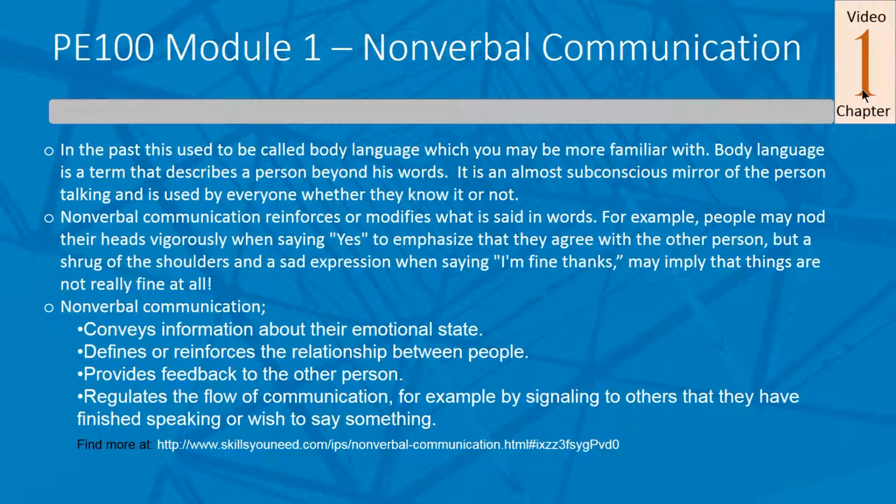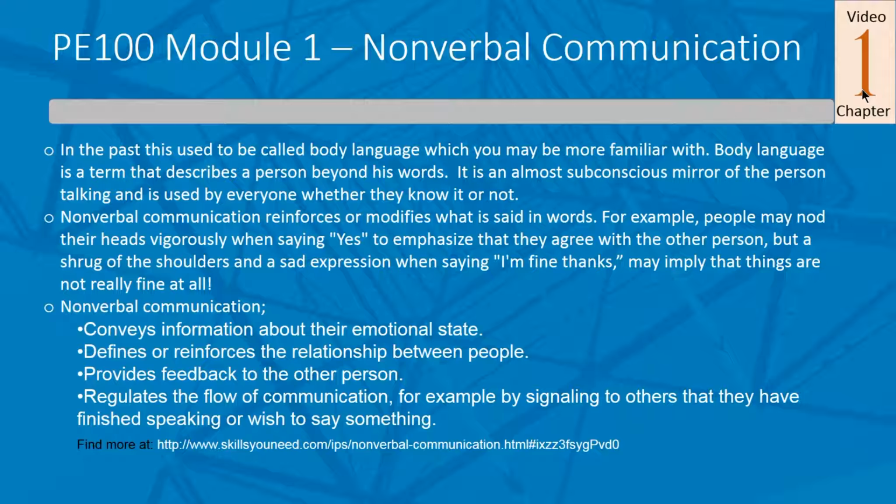Nonverbal communication reinforces or modifies what is said in words. For example, people may nod their head vigorously, saying yes, to emphasize they agree with the other person. But the shrug of his shoulders and a sad expression when saying "I'm fine, thanks" may imply that's not really the story he wants to tell. Nonverbal communication conveys information about their emotional state, defines or reinforces the relationship between people, provides feedback to the other person, and regulates the flow of communication.